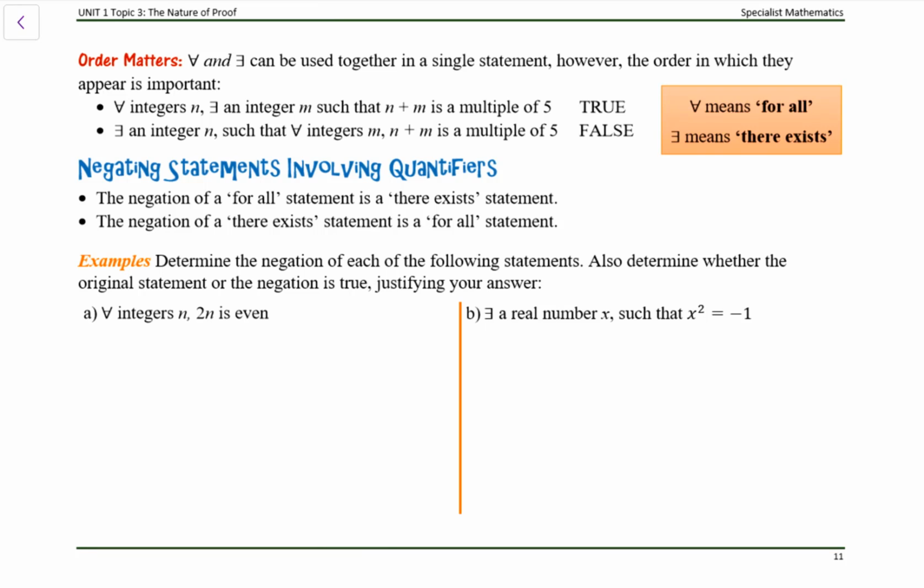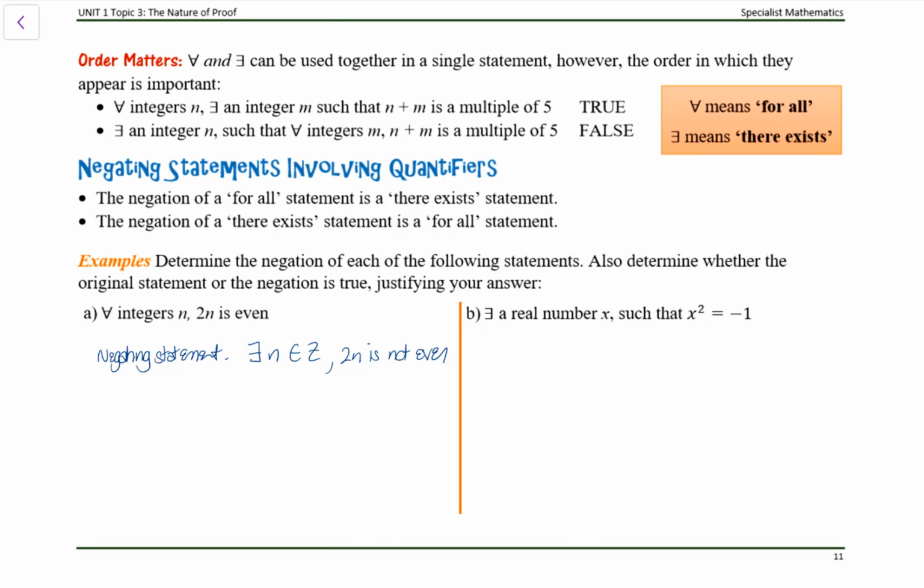So I've got, for all integers n, 2n is even. Okay, so that means that the negating statement would be there exists an n, which is an element of Z, an integer, such that 2n is not even.